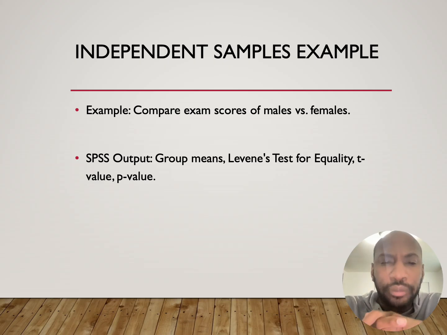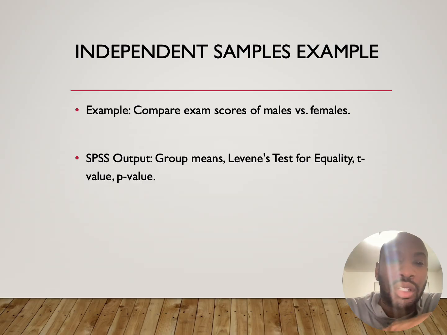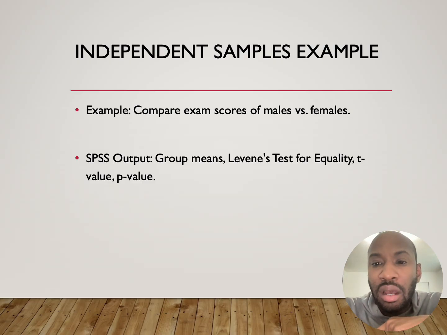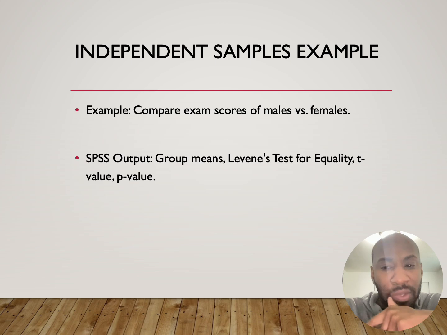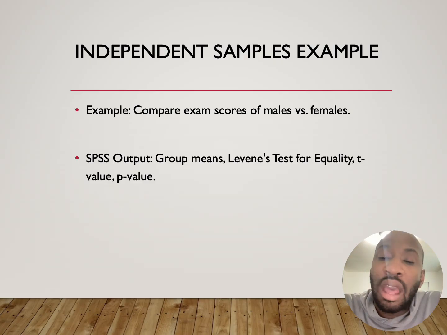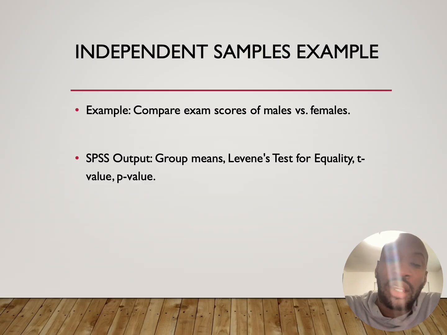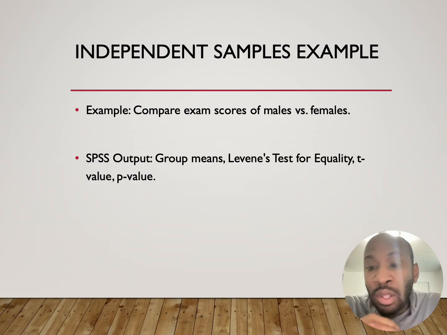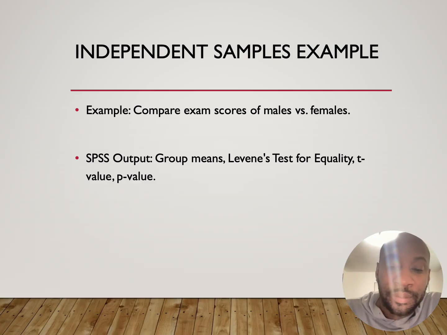For this example of the independent samples t-test, we're going to compare exam scores of males and females. When you input it into SPSS, the output shows group means and test statistics, including Levene's test for equality of variance, and the test results with significance values.